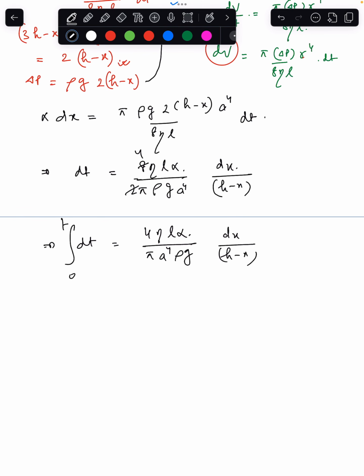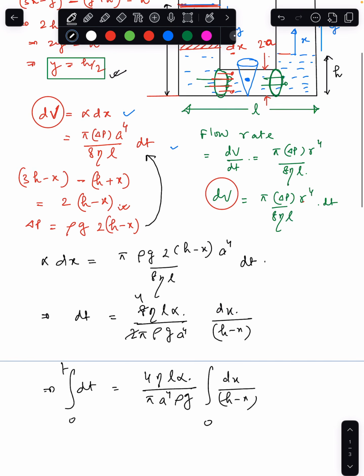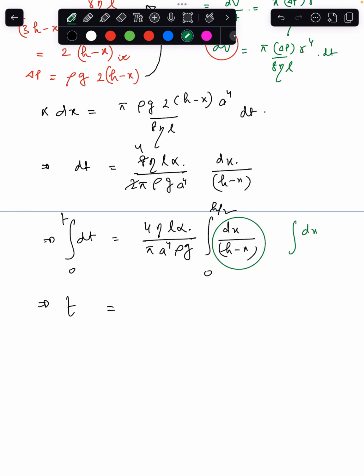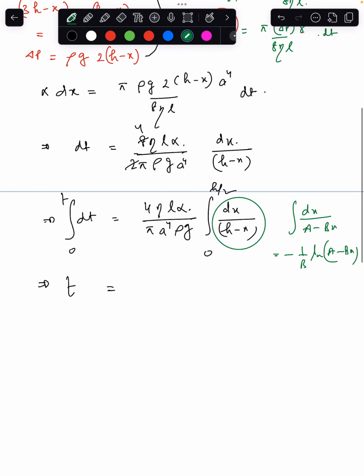Integration 0 to t. This integration will become 0 to how much? 0 to h by 2. So on the left hand side, dt. Now look at this. This is the standard form of integration. We know, everyone, integration of dx by a minus bx is equal to minus 1 by b log of a minus bx. So if I do this, it is becoming 4 eta L alpha by pi a to the power 4 rho into g, that into minus of log of h minus x, 0 to h by 2.